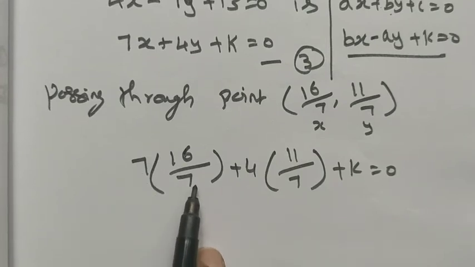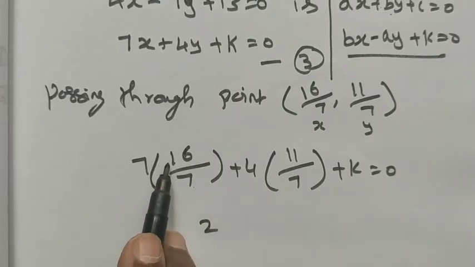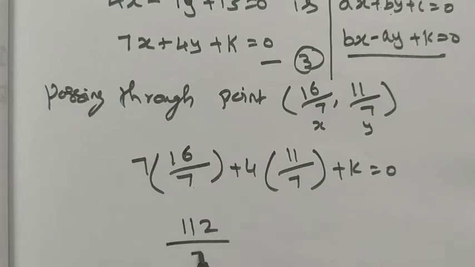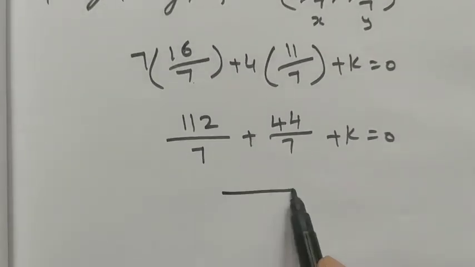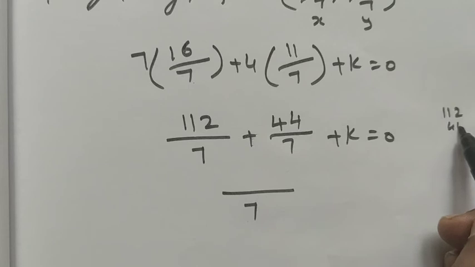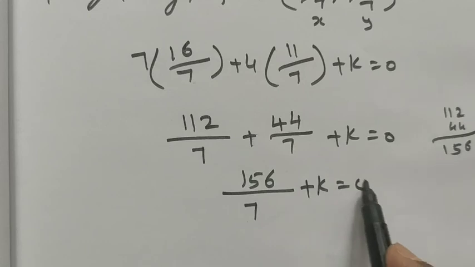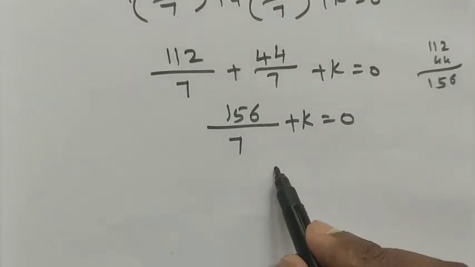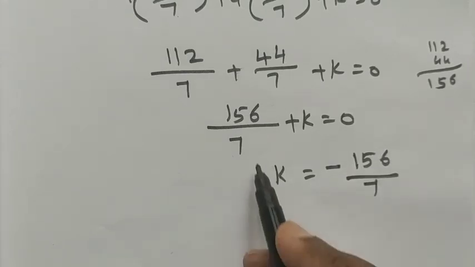Don't cancel here, we need the denominator. We take the LCM, so the denominator is 7 and 7. 7 sixes are 42, 2 remainder 4. 7 ones are 7 plus 4 is 11. Divided by 7 plus 4 elevens are 44 divided by 7 plus k is equal to 0. Now when the denominators are equal, we can directly add the numerators. 112 plus 44 is equal to 156 divided by 7 plus k is equal to 0. We need the k value only. Then k is equal to, taking this term to the other side, minus 156 divided by 7.